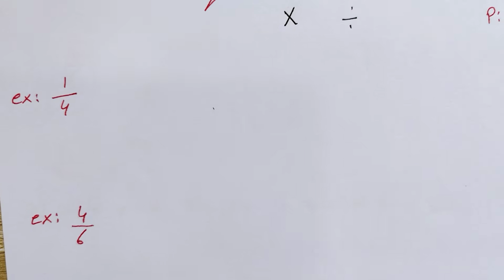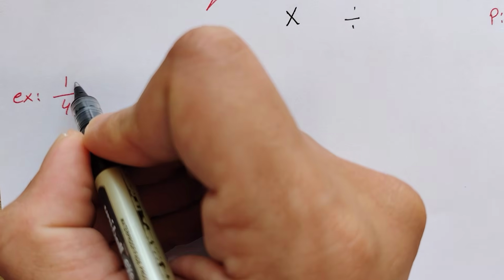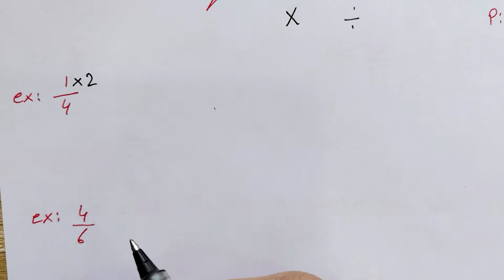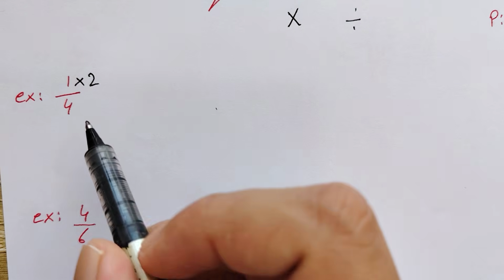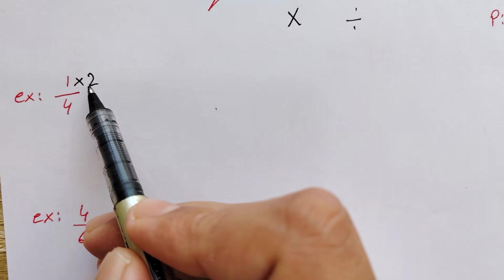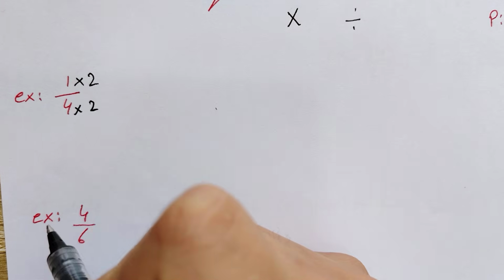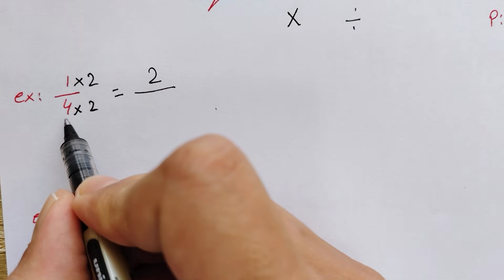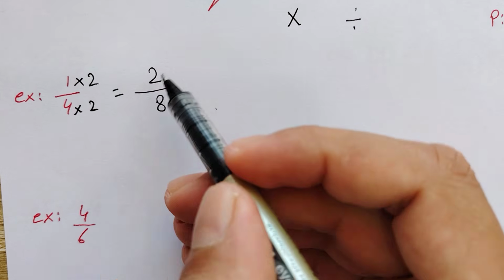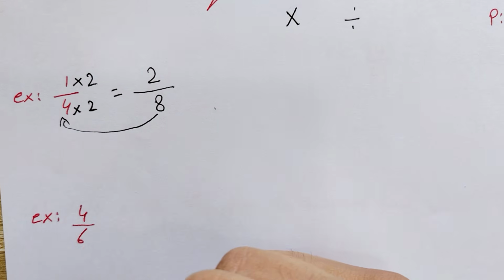Now, for example, we have 1 over 4. In order to find an equivalent fraction for 1 over 4, we will multiply it, for example, by 2. Always try to multiply by an easy number first. Whatever we do to the numerator, we do the same to the denominator. So we multiply the numerator by 2, and we also multiply the denominator by 2. 1 times 2 is 2, and 4 times 2 is 8. So 2 over 8 is an equivalent fraction of 1 over 4.